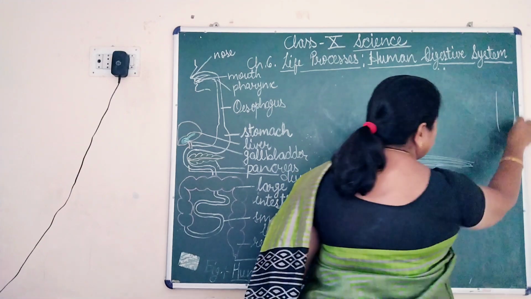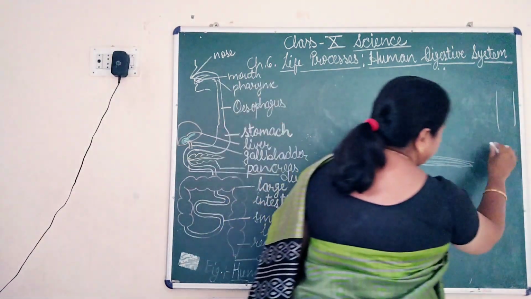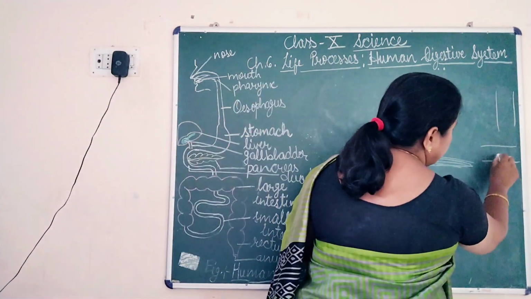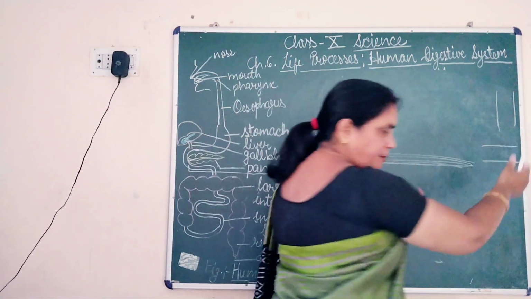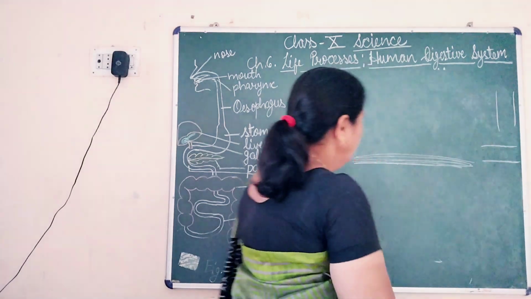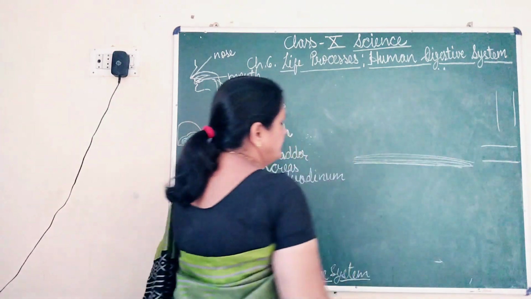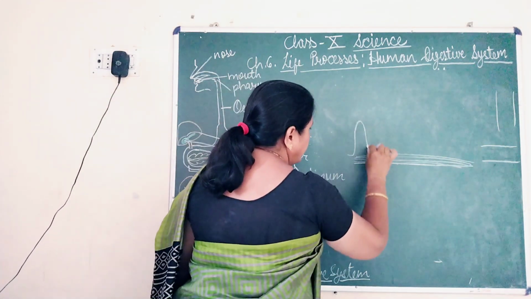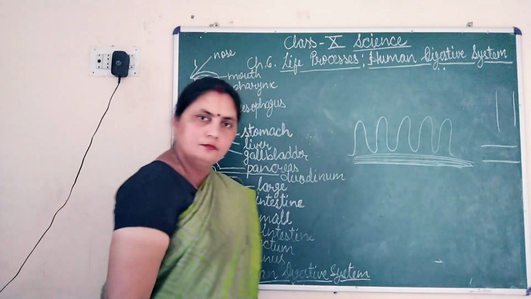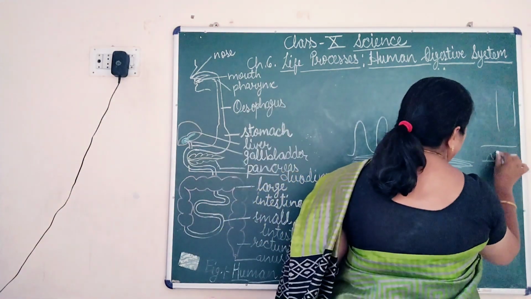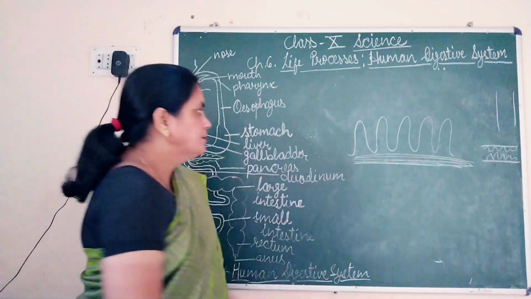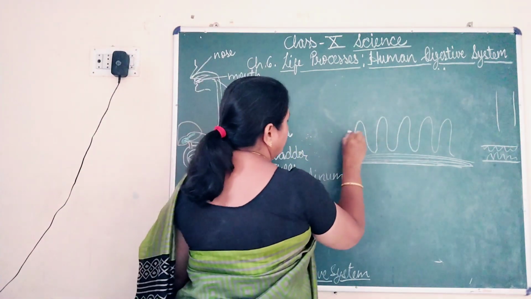The small intestine is a tube. Now if I take this tube this way, it will appear like this. The inner portion inside the pipe is called the lumen, and this is called the wall. So this is the wall of the small intestine, and in this wall, many folds are there on both sides. These folds are known as villi.